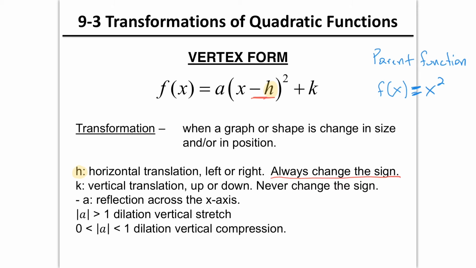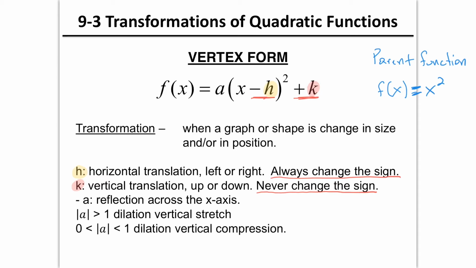Now let's look at k. The k value, this one here, is your vertical translation, up or down. Now let me underline something else. Never change the sign of k. K is outside of the parentheses. Let me underline that again, right here. You do not have to take the opposite of that value. So k always stays the same, with the same sign that you have.